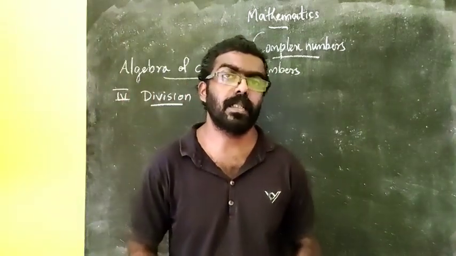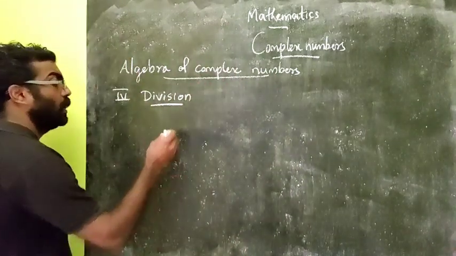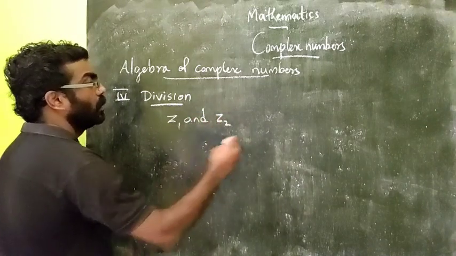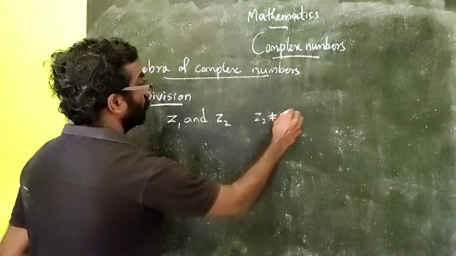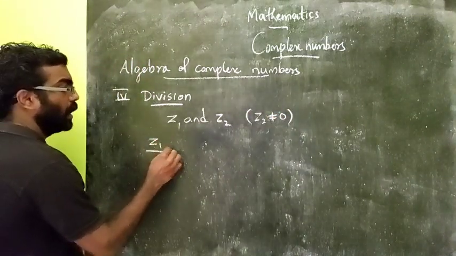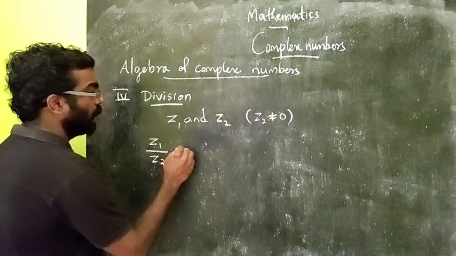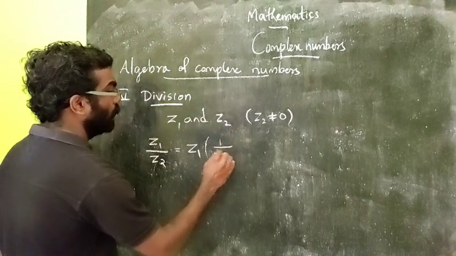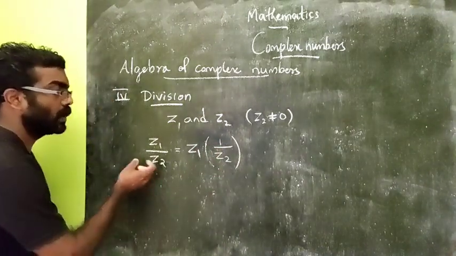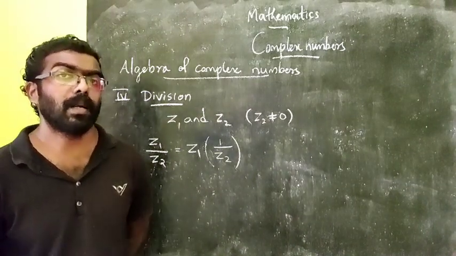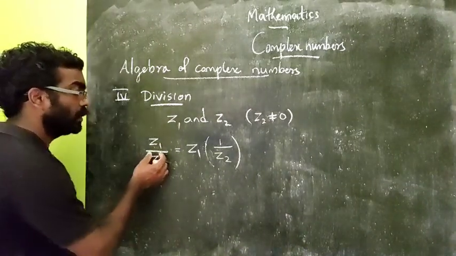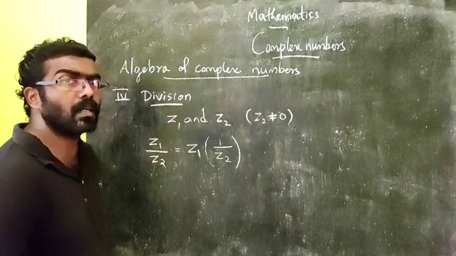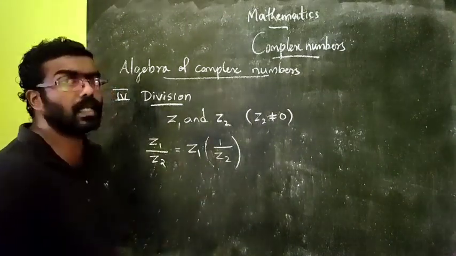Now we move on to the fourth operation, division. So let us take two complex numbers Z1 and Z2. If Z2 is not equal to 0, then the quotient Z1 by Z2 is defined by Z1 by Z2 is equal to Z1 into 1 by Z2. We all know division is the reverse process of what? Multiplication. So we can write Z1 by Z2 as Z1 into 1 by Z2. 1 by Z2 means what? The inverse of Z2.